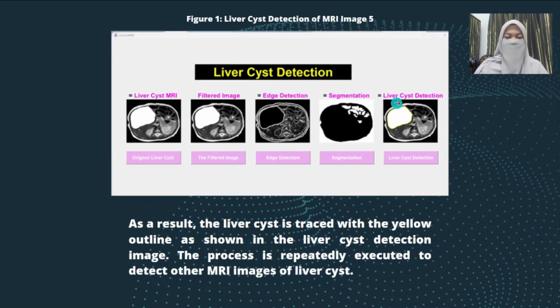As a result, the liver cyst traced with the yellow outline is shown in the liver cyst detection image, and the process is repeatedly executed to detect the cyst in other liver MRI images.